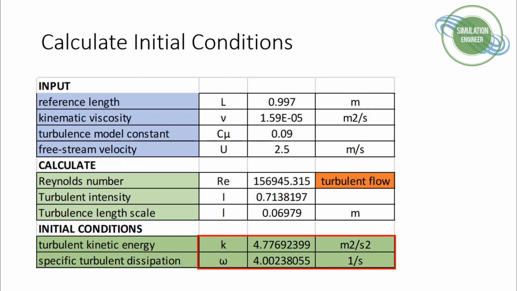We have an inlet velocity of 2.5 meters per second. So these are the inputs required to calculate these values: Reynolds number, turbulent intensity, and turbulent length scale. So this is our Reynolds number.